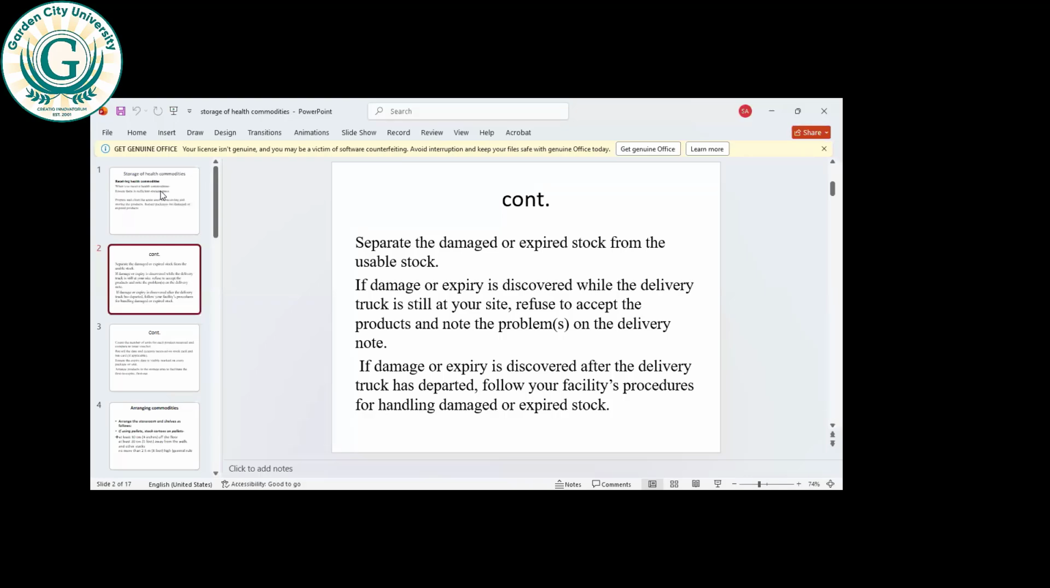If damage or expiry is discovered after the delivery truck has departed, follow your facility procedures for handling damaged or expired product. In situations where you were unable to detect it whilst the delivery truck was on your premises, and you later discovered that some of the items are damaged or expired, then you follow the procedures that you use to handle damaged or expired stock. Follow that process to solve the problem that you encounter.